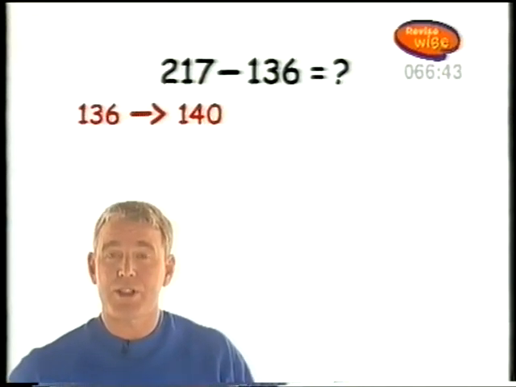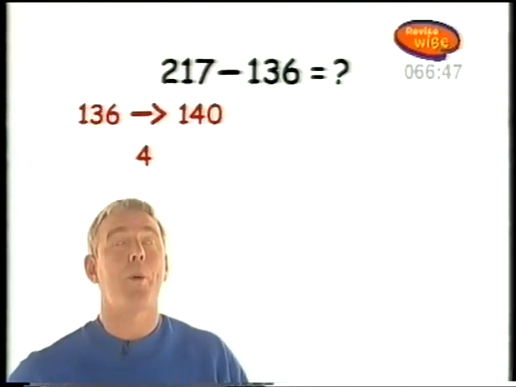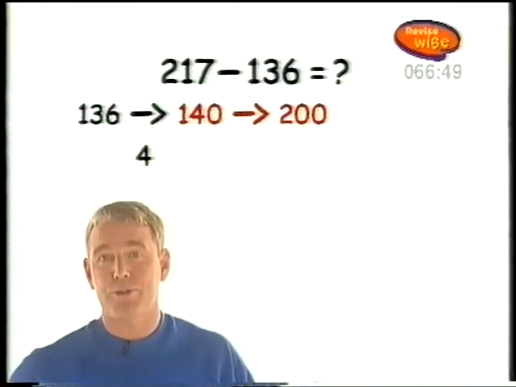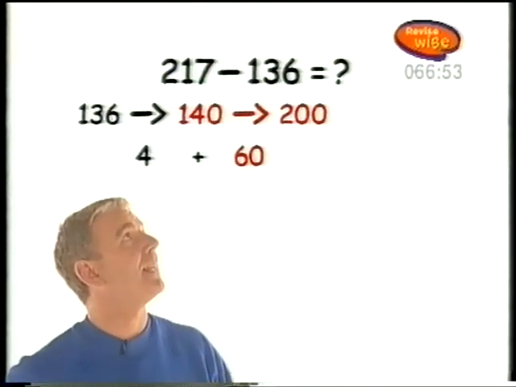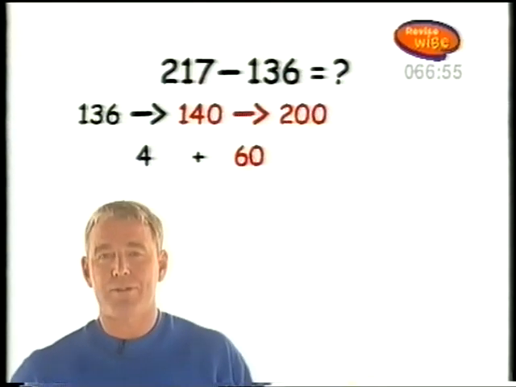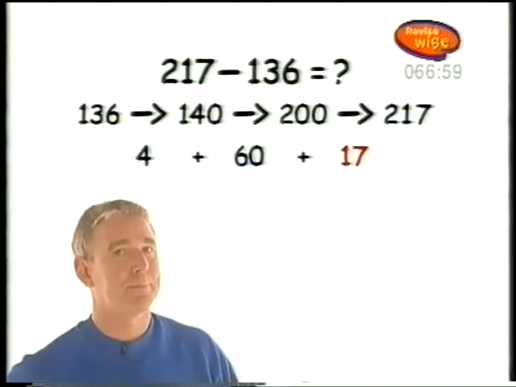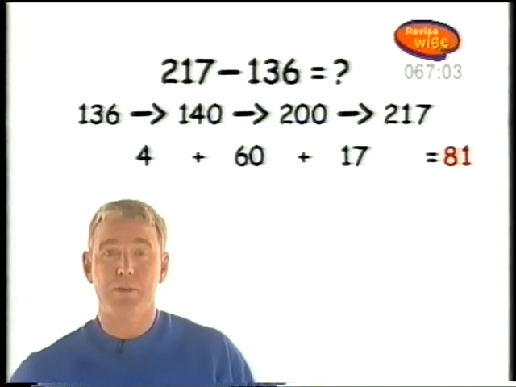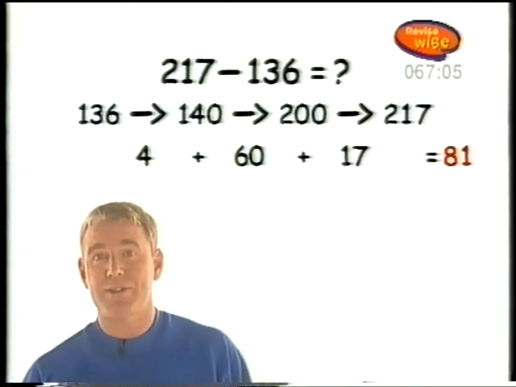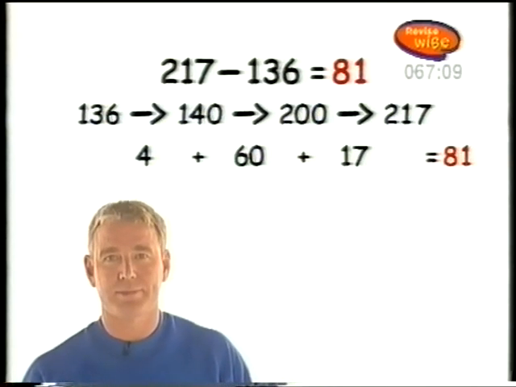The step from 136 to the nearest 10, 140, is 4. The step from 140 to the next nearest 100, 200, is 60. And the final step from 200 to 217 is 17. Add all the steps up together, and the answer is 81. So 217 minus 136 equals 81.